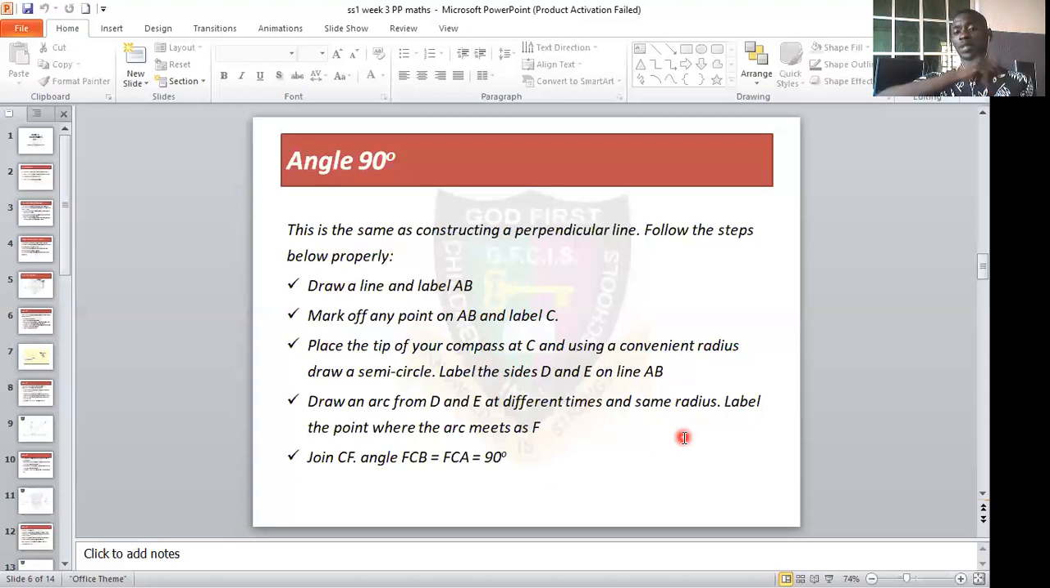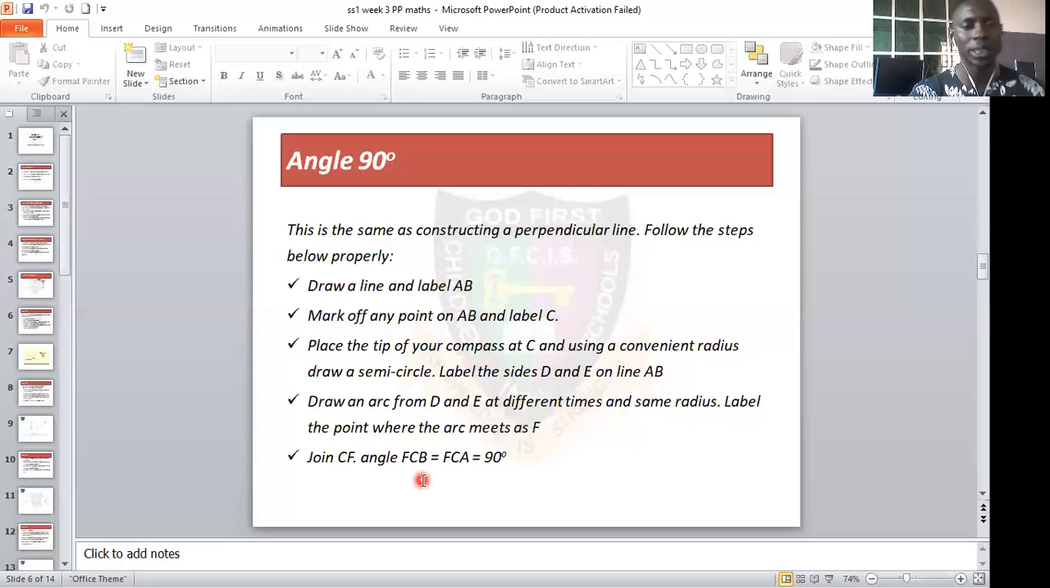Place the pin of the compass at D and draw an arc. Place the pin at E and draw an arc, and make sure they intersect. Label the point of intersection F. So join C and F. Angle FCB equals what? FCA equals what? 90 degrees. I would like you to try this.